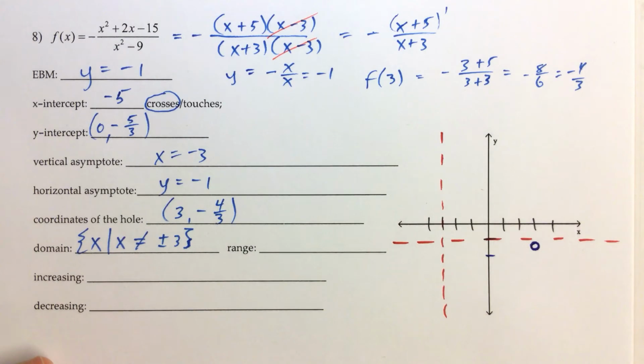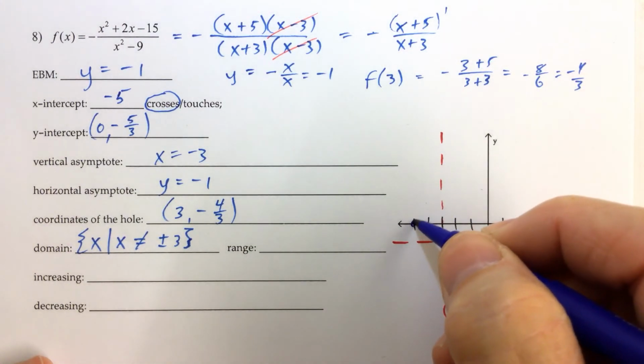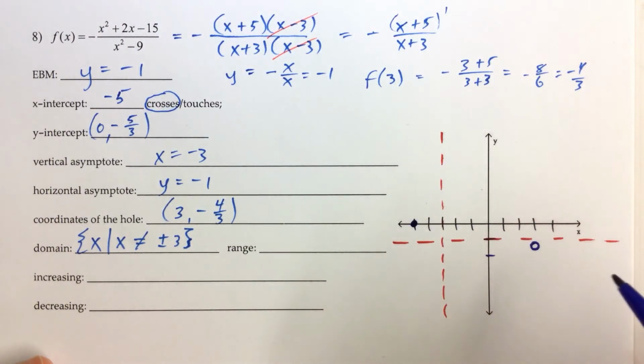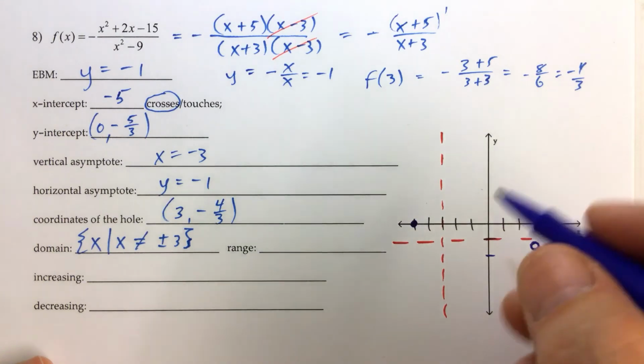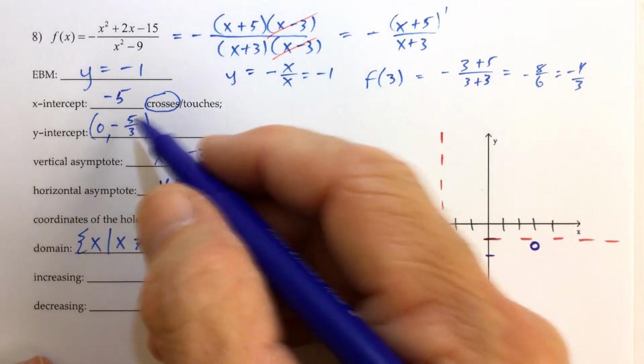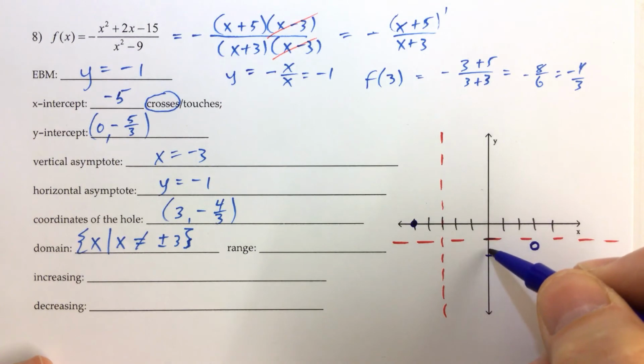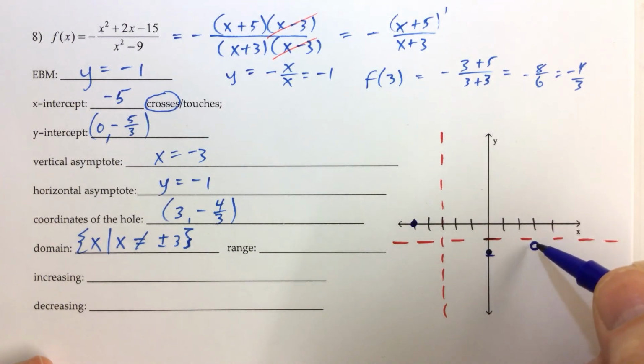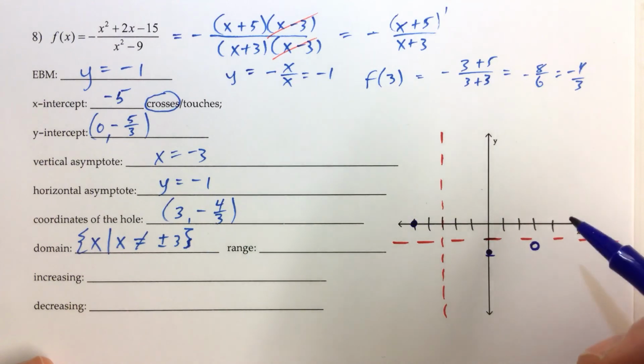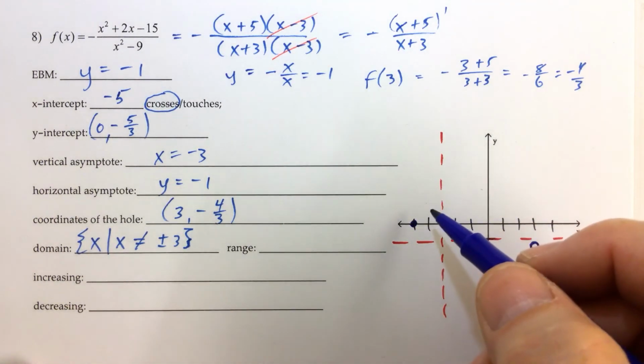And then x-intercepts, okay, so we have negative 5. I have an x-intercept there. So we've got everything in place. Oh, did we find a y-intercept? The y-intercept is 0, negative 5/3, so that's negative 1 2/3, so somewhere up here, a little bit lower than where the hole is. So you can kind of start seeing what's happening here.